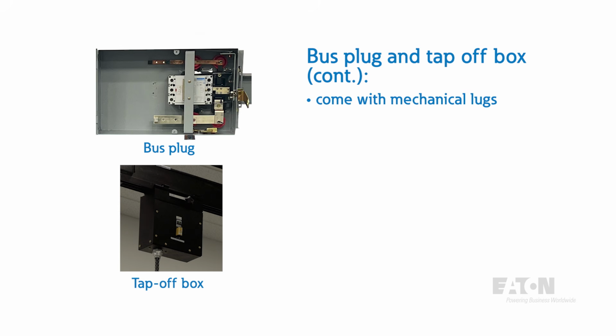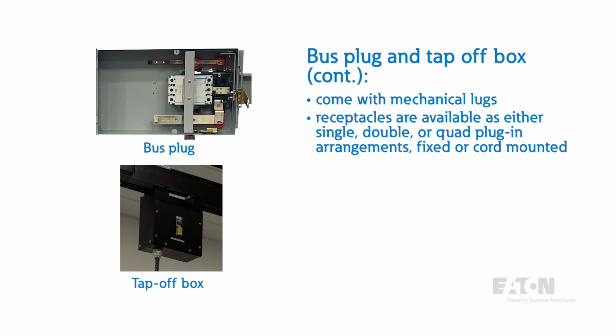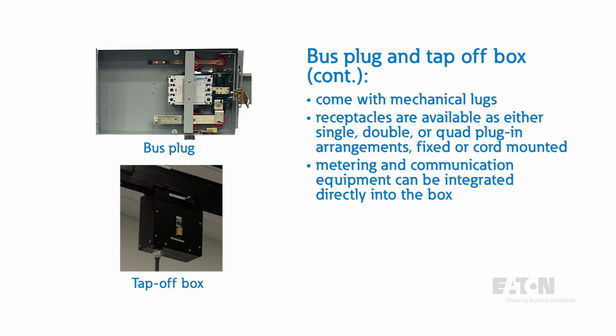Standard bus plugs or tap-off boxes come with mechanical lugs included for cabling to equipment. For data center applications, receptacles are available as either single, double, or quad plug-in arrangements as fixed-mounted or cord-mounted. Additionally, other auxiliary equipment, such as metering or communication equipment, can be integrated directly into the box for purposes like branch circuit monitoring.